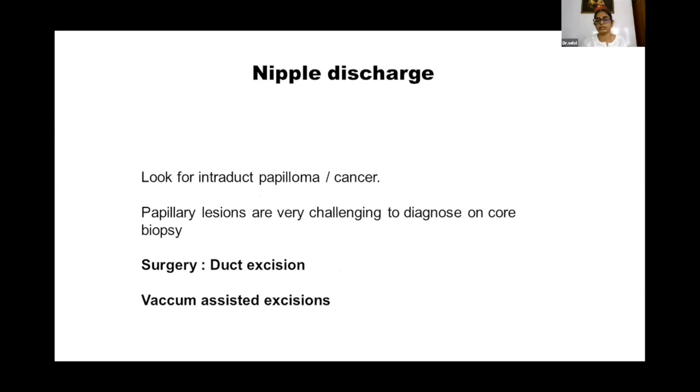Now these lesions are very difficult on histopathology. At least the diagnostic core biopsy is very difficult to interpret because these tend to fragment, and with the fragmentation, the pathologists have very little tissue to tell us clearly whether it is a papillary cancer or a benign papillary lesion. So they often give it broadly as a papillary lesion with or without atypia. So we have to excise it to get further confirmation. In this age group, we are not worried about preserving lactation, so we would do a total duct excision. And if we are reasonably sure that it is a papilloma radiologically, we could do wire-guided excisions to avoid an open operation.